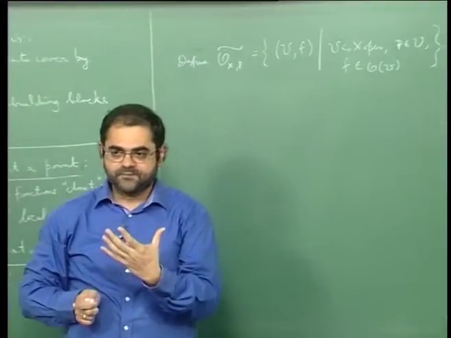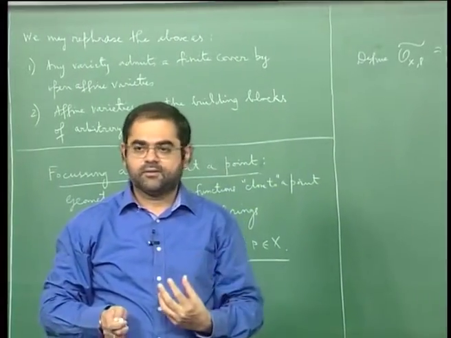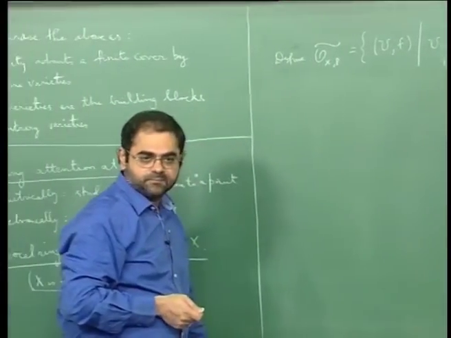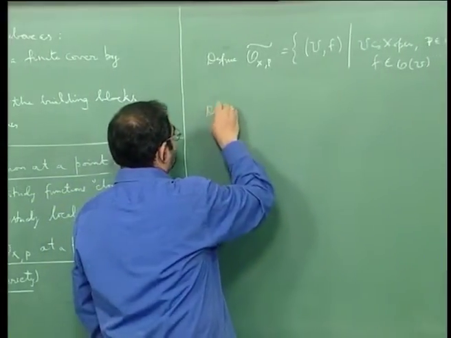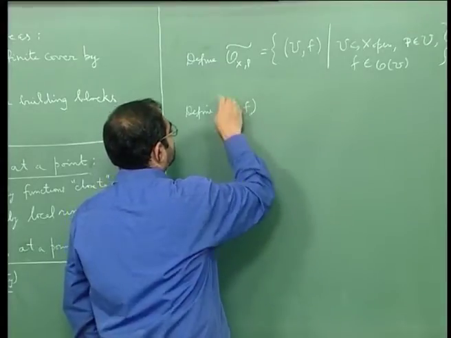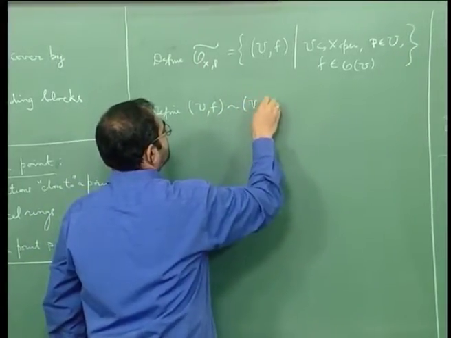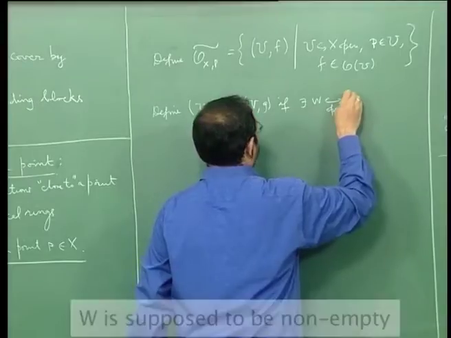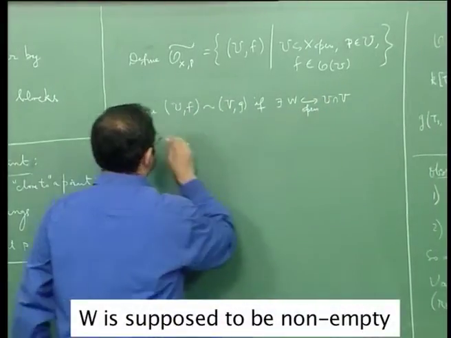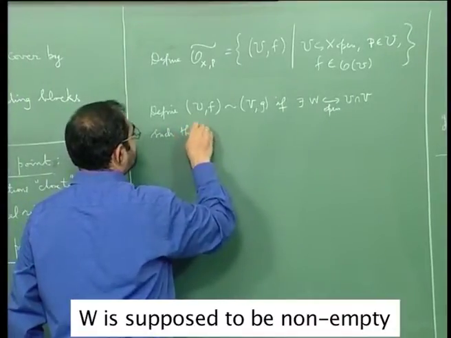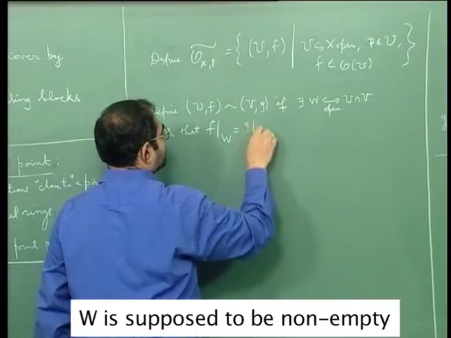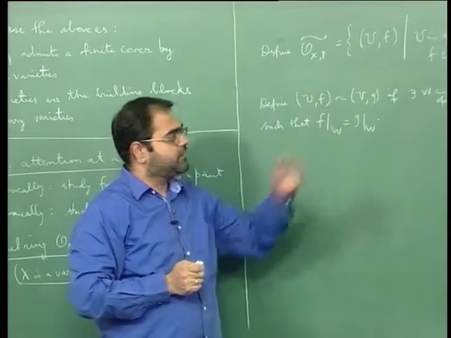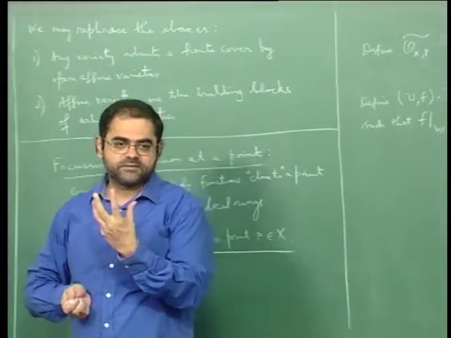You are just looking at pairs consisting of a regular function defined on an open neighborhood of the point P, and what we will do with this is introduce an equivalence relation. So define (U, f) equivalent to (V, g) if there exists W open in U intersection V such that f restricted to W is equal to g restricted to W. So you put this condition, you define two such pairs to be equivalent if they define the same function in a smaller neighborhood of P.